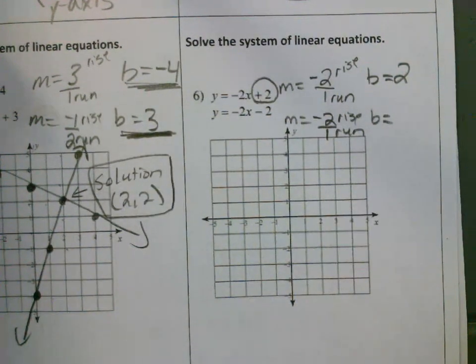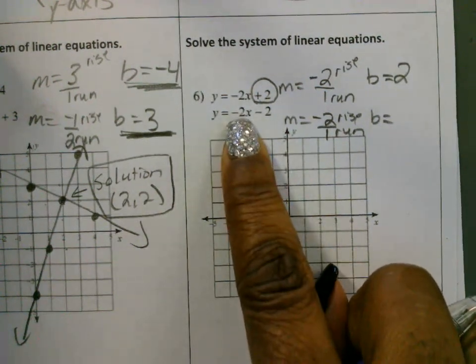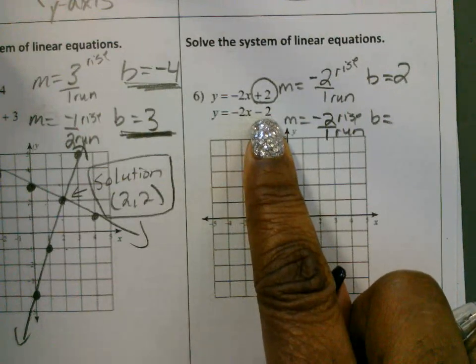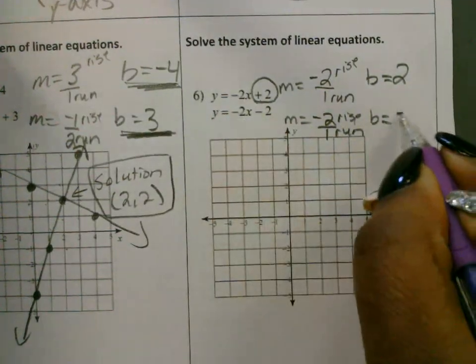What is the B in this case? Alyssa, what's my B here? Is it the number that's attached to the X or the number that's not attached to the X? Not attached. Good job.